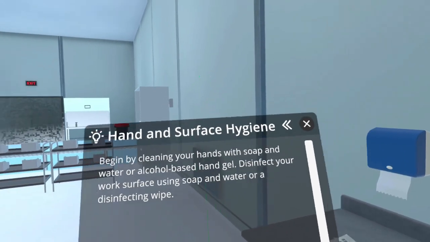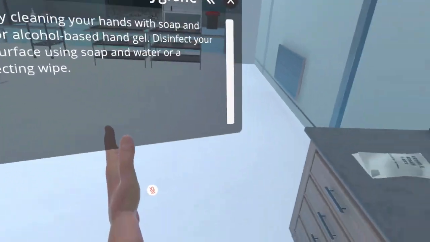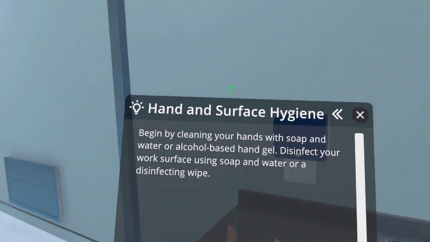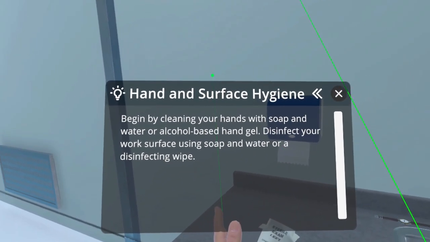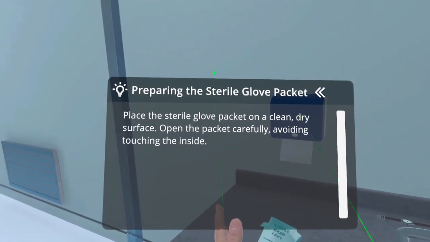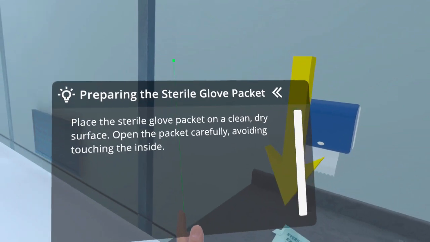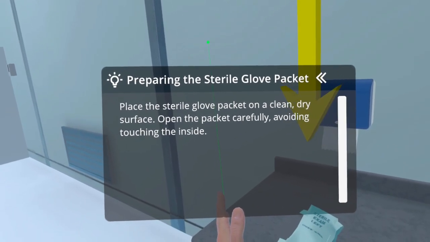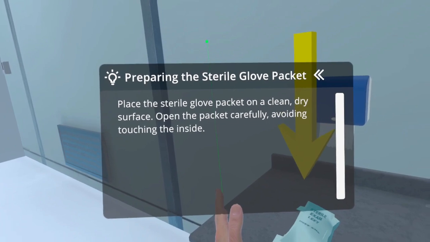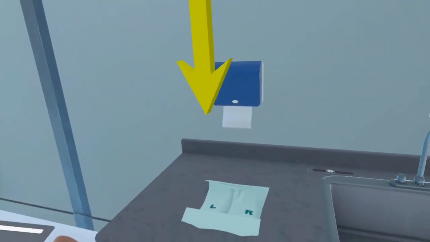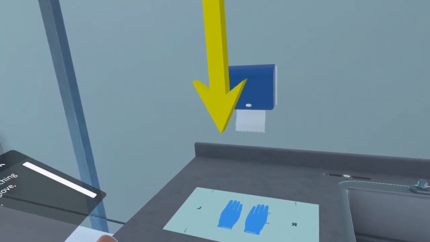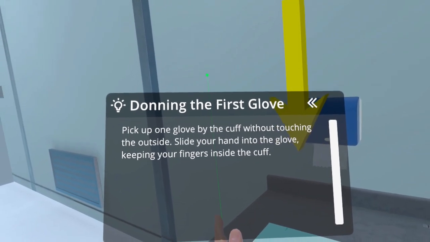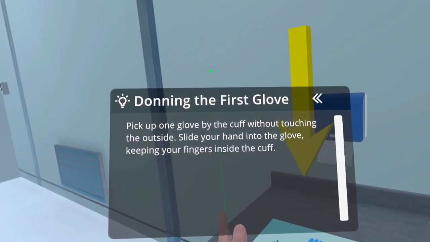Begin by cleaning your hands with soap and water or alcohol-based hand gel. Disinfect your work surface using soap and water or a disinfecting wipe. Place the sterile glove packet on a clean, dry surface. Open the packet carefully, avoiding touching the inside. Pick up one glove by the cuff without touching the outside. Slide your hand into the glove, keeping your fingers inside the cuff.